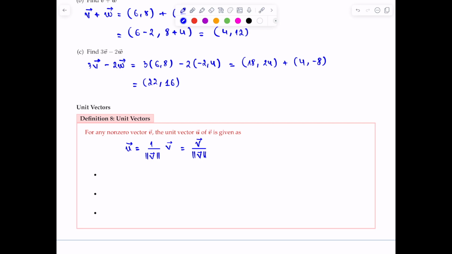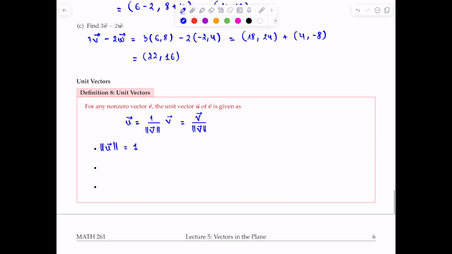Because u is the unit vector, the length of the unit vector is always equal to 1. So the unit vector, when you take the magnitude of that, is always equal to 1. And because u depends on the vector v, therefore the unit vector u has the same direction as v. And this equation I call equation star. So equation star is called a normalization.